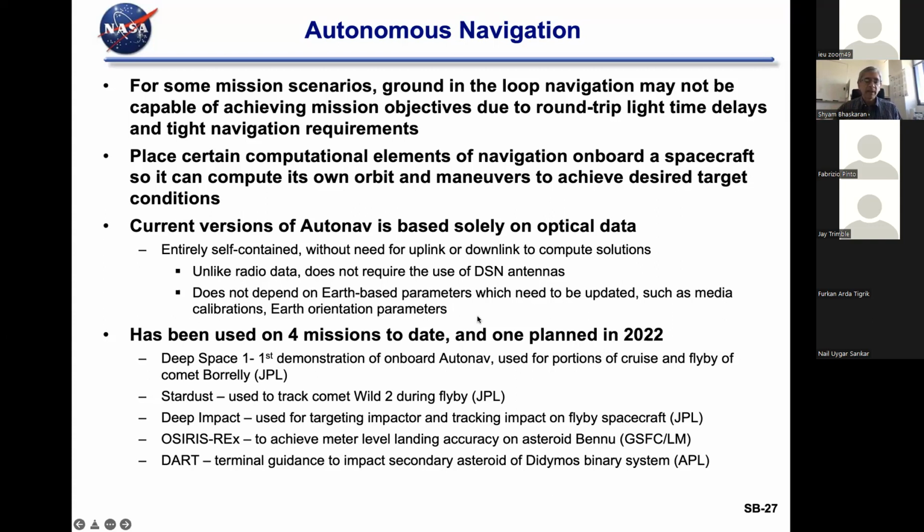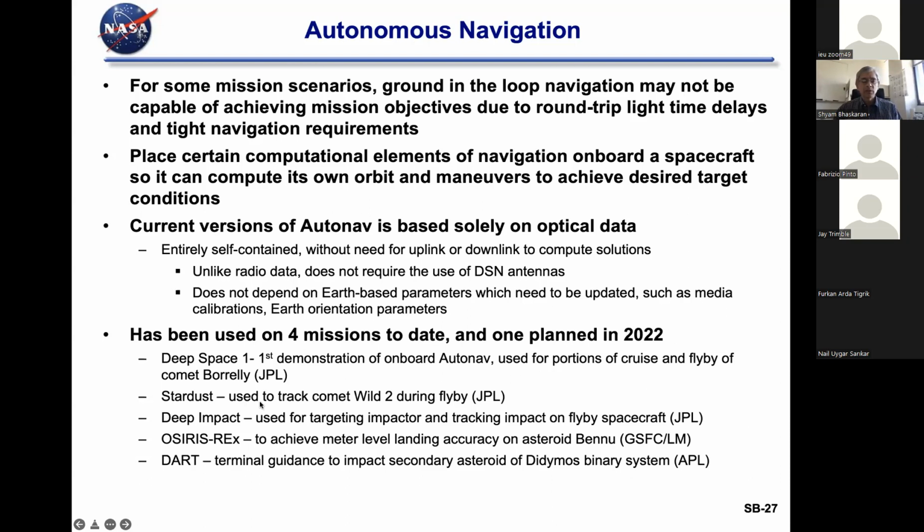And we developed the system back in the mid 90s on a mission called Deep Space One. We first demonstrated the use of onboard AutoNav, and we used it for a certain portion of the cruise of that mission and the flyby of Comet Borrelly. Then we also used it subsequently on several missions.